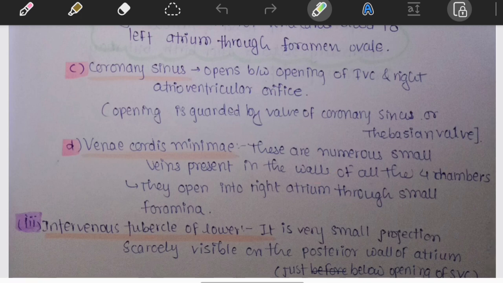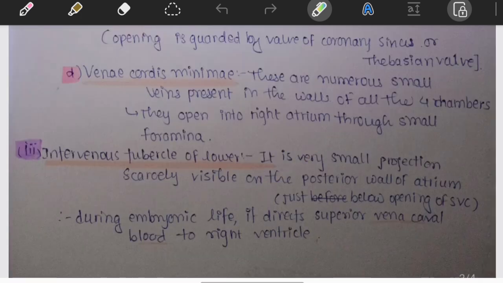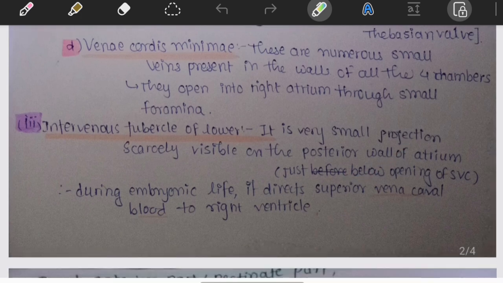Intervenous tubercle. Now look carefully at the posterior wall. Here are tiny elevations called the intervenous tubercle or the tubercle of Lower, and it's very small, maybe even difficult to identify. During fetal life, it helped to direct the blood from the superior vena cava towards the tricuspid valve and right ventricle. In adults, it has little functional importance.